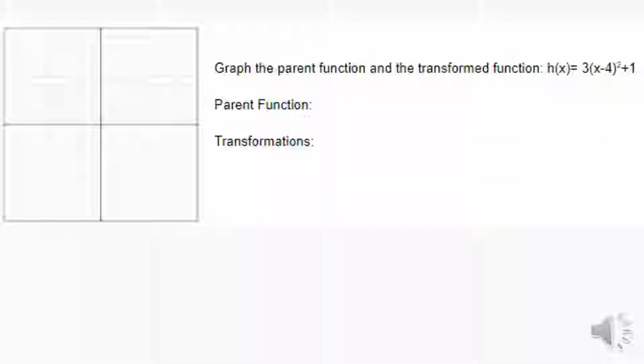So let's do this example together. It says, graph the parent function and the transformed function of h of x equals 3(x minus 4) squared plus 1. So if I got rid of all of the numbers around that function, I would just be left with a quadratic, or y equals x squared. Therefore, there are three things happening because I see three numbers that I would have had to get rid of. I see a plus 1, a 3, and a minus 4.